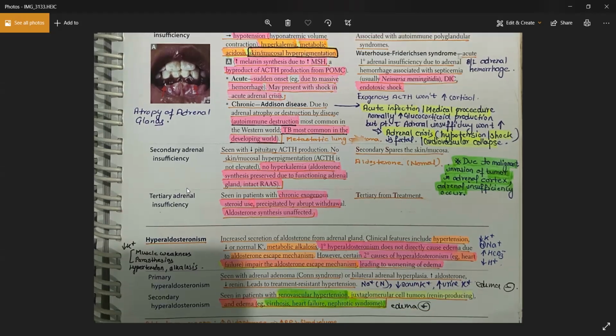Then comes tertiary adrenal insufficiency, in which you have exogenous steroids. Because of the exogenous steroid use, they will inhibit the ACTH as a negative feedback, and ACTH cannot stimulate or maintain the adrenal glands. So you will end up having atrophy of the adrenal glands, right? And it can be precipitated by abrupt withdrawal.